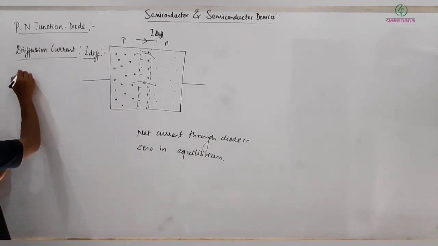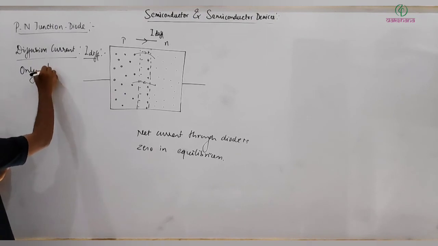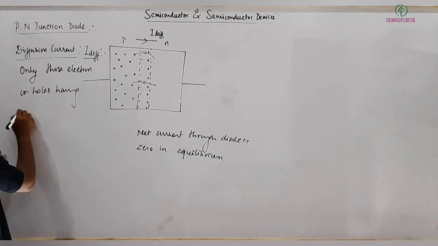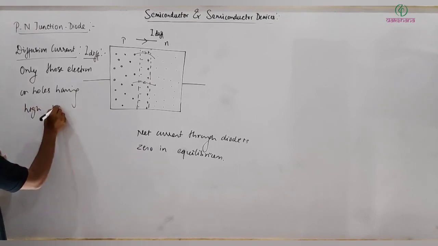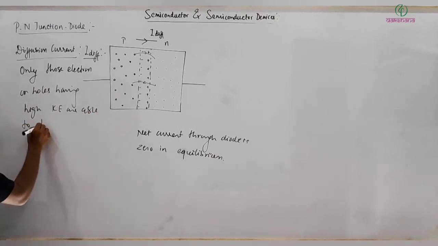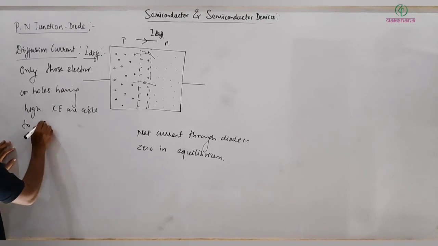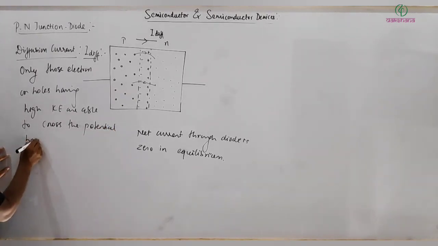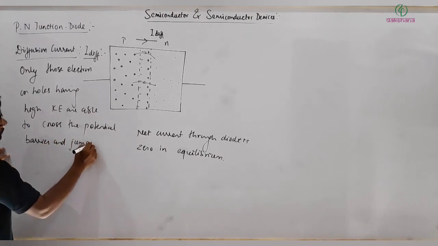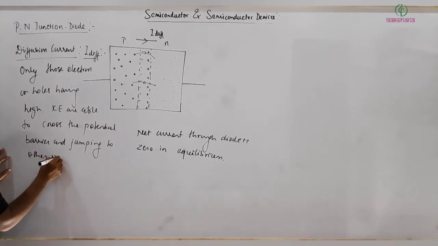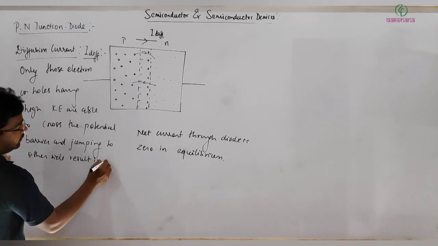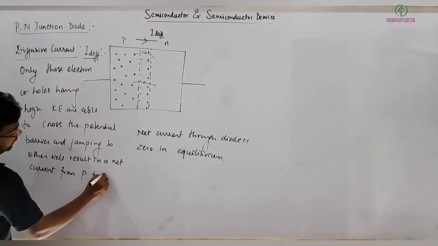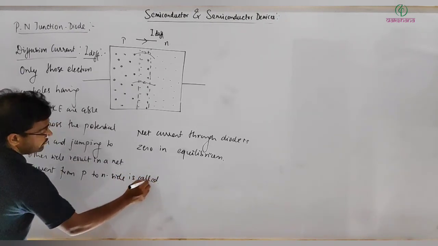Right? So only those electrons or holes having high kinetic energy are able to cross the potential barrier and jump to the other side, resulting in a net current from P to N side, which is called diffusion current.